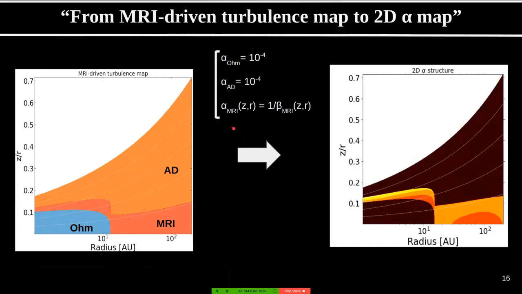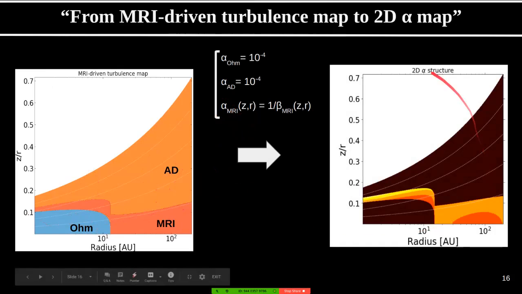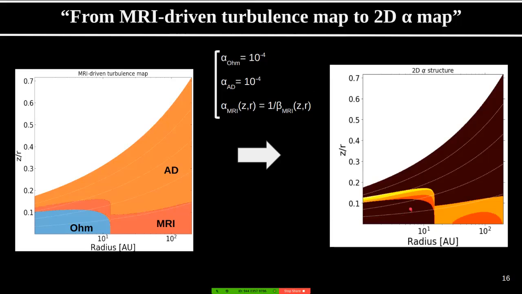And also following the local box simulations, you assume the alpha MRI to be 1 over beta in the MRI region, so in the red region, you can obtain this kind of 2D alpha map. So here, the colors are the following. The darker the region is, the closer it is to the lowest value, which is 10 to minus 4. And the lighter the color is, the higher the alpha is. And here as a reference, the highest alpha is, I think, close to 10 to minus 1.